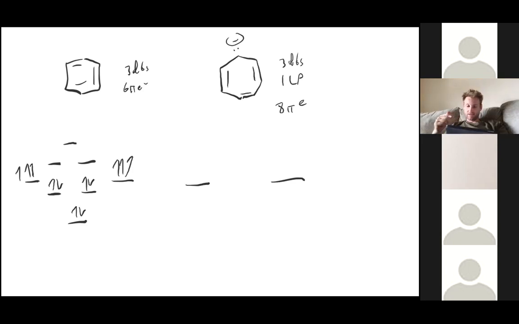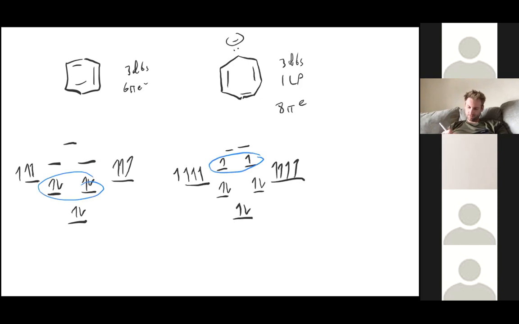We need 7 orbital levels because we have a 7-membered ring. So 1 by itself, then 1 pair of 2, 2 pairs of 2, 3 pairs of 2. We're filling in 8 pi electrons. These are now unpaired at the top, so this would be anti-aromatic. And this is going to be aromatic.